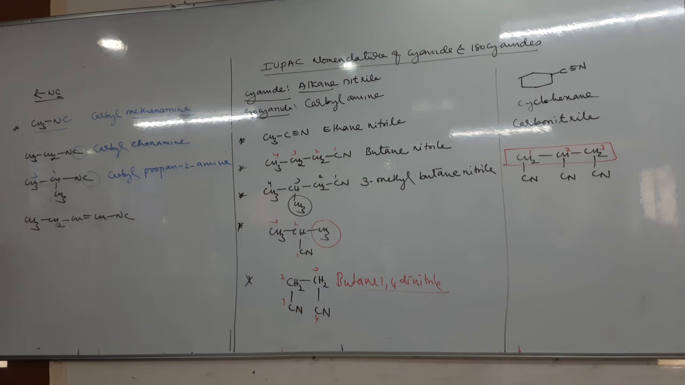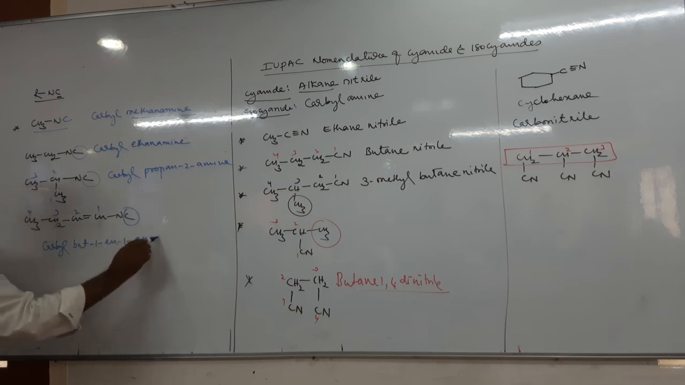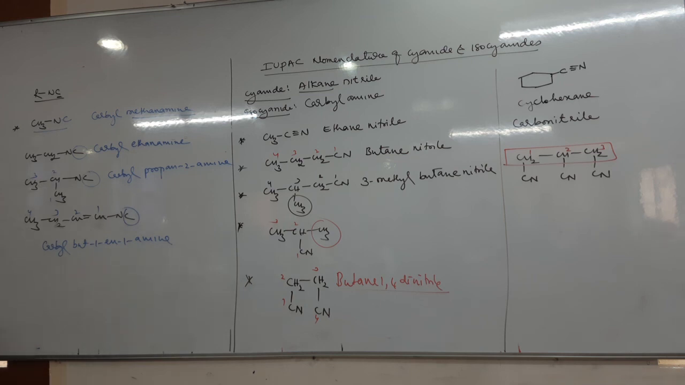Okay. Next, it is a carbyl 1, 2, 3, 4. Carbyl but 1 in 1 amine. So therefore exactly similar to amine nomenclature. Okay. So next, write the nomenclature of bicyclo compounds.